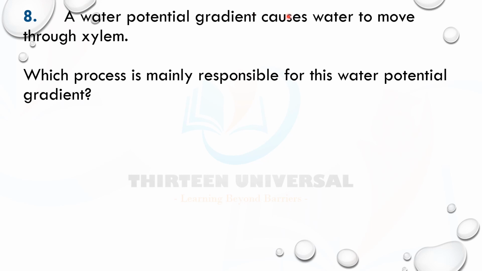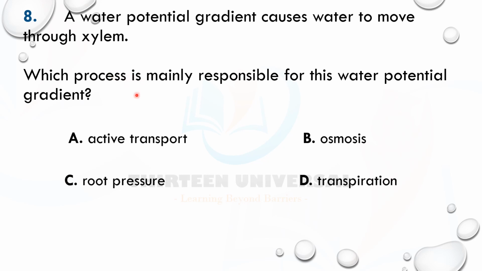A water potential gradient causes water to move through xylem. So which process is mainly responsible for this water potential gradient? All right, so what creates the water potential gradient is transpiration. Okay, so water only is transported in xylem. Watch, if this is a xylem tube, a xylem vessel, this is the root, this is the leaf. Okay, so water moves from the root to the leaf. Why? Because of the water potential gradient. So that means that the leaf has low water potential, the root has high water potential.